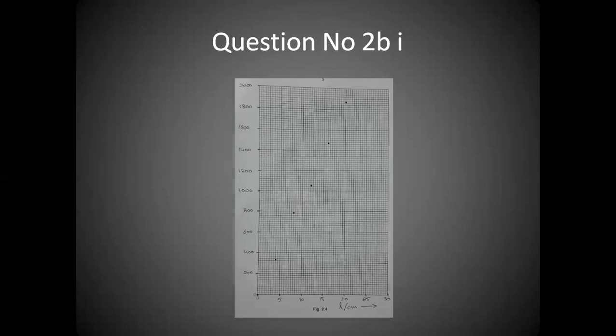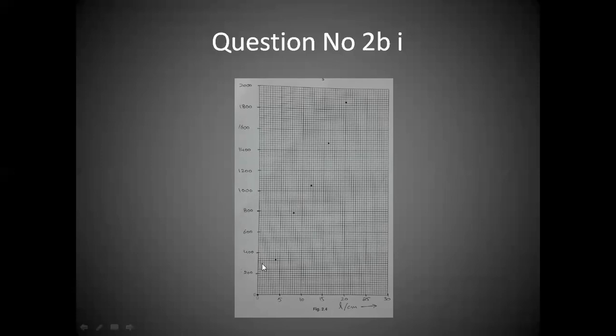At 0 you will have 0. At 4 you will have 330. At 8 you have 781, so approximately 780. At 12 you have 1052, so 1050. And at 16 you will have 1470, and at 20 1865.